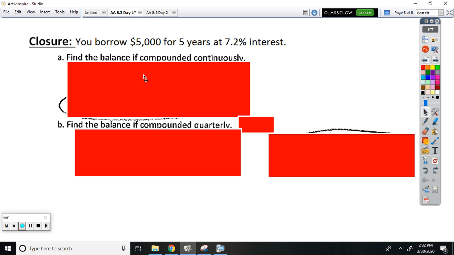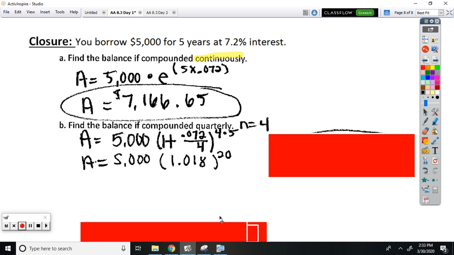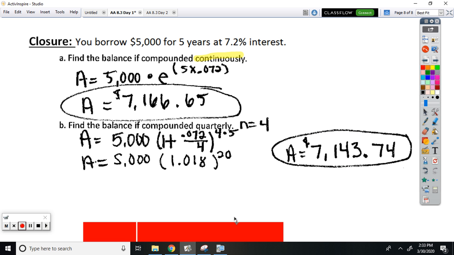So for example A, we should have used our PERT formula because it says continuously: P times e to the RT power, and get 7,166.65. In part B, it says compounding quarterly, which is n equals 4. So we should have used our other formula, P times 1 plus R divided by N to the NT power, getting us 7,143.74.